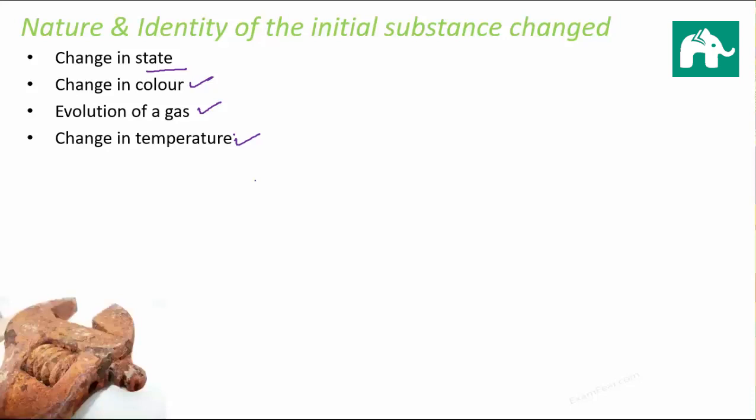Let's talk about rusting of iron. So what happens in rusting of iron? We see that the color of the iron particles change from blackish, like generally iron is like blackish grayish color, and it changes to reddish brown color. So what do we notice? We notice a change in color. So rusting of iron is an example where we notice a change in color as the chemical reaction takes place.